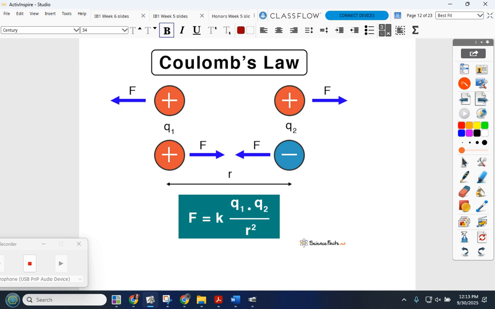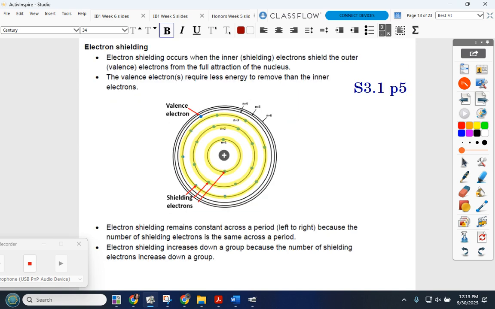The distance, though: the more protons we get, the more electrons we get, and the more energy levels we get. So the distance is also important. The further away we get, the weaker. So regardless of the fact that we have more charge, we actually still have weaker attraction when we're farther away from the nucleus. Okay? That's what we teach you in Honors Chem. IB brings into it another layer of things that affect this force of attraction, which is electron shielding.